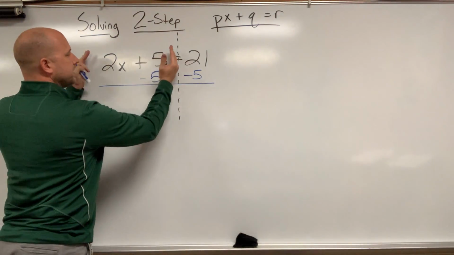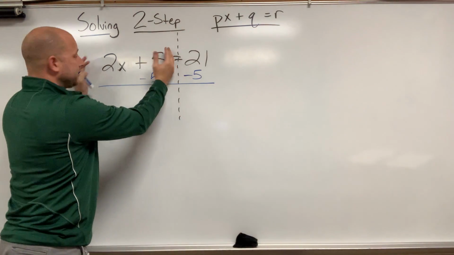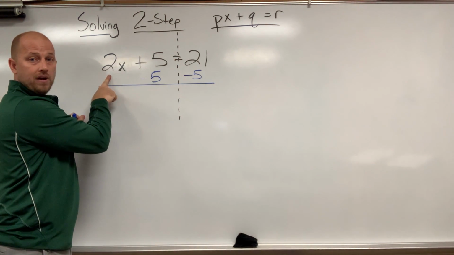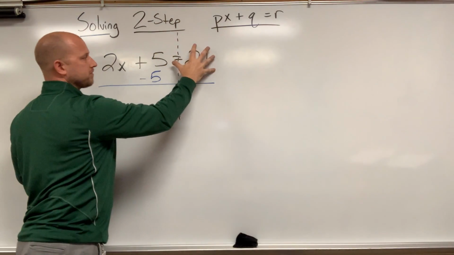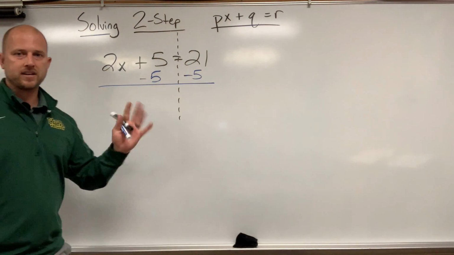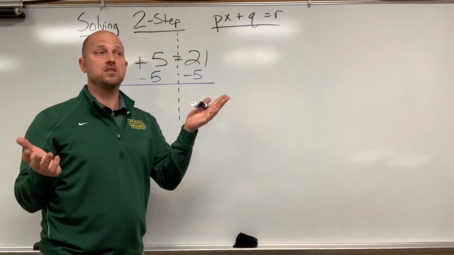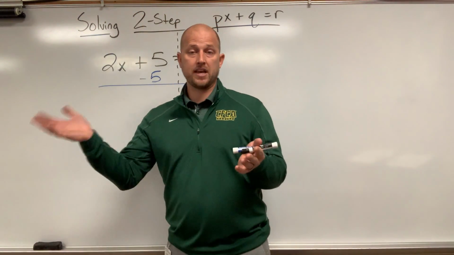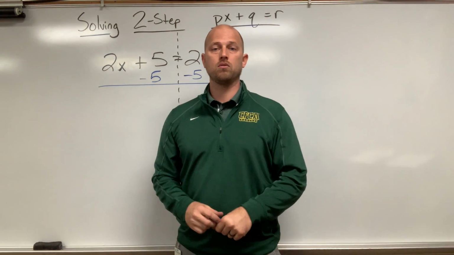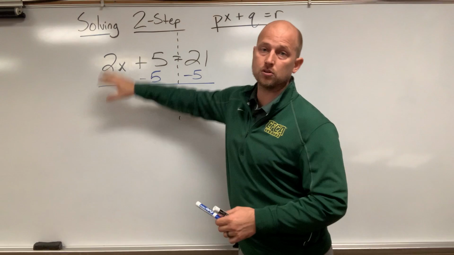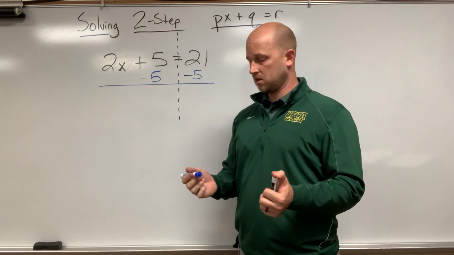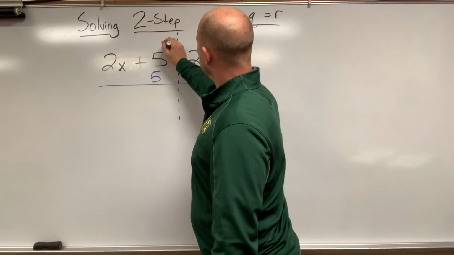Keep in mind, you subtract 5 from this side, but you do not subtract 5 from the 2x. You subtract 5 from this 5 and from the 21. You've subtracted 5 from both sides. This keeps the scales balanced. You take away 5 here, you take away 5 here, you're good to go. It's still an equation that can be true. You haven't changed anything. These cancel out.